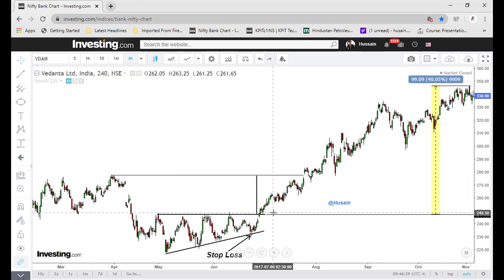So this shows how simple and accurate plotting of chart patterns would help us make money.